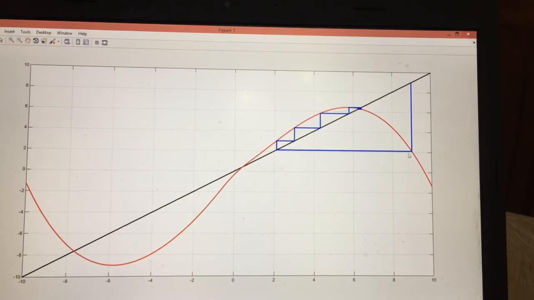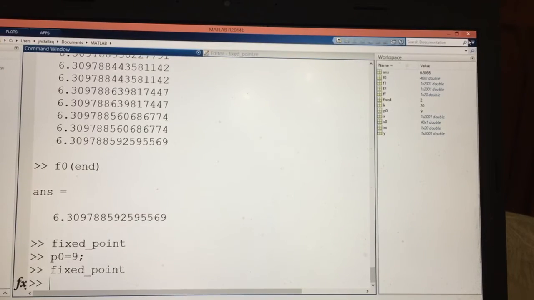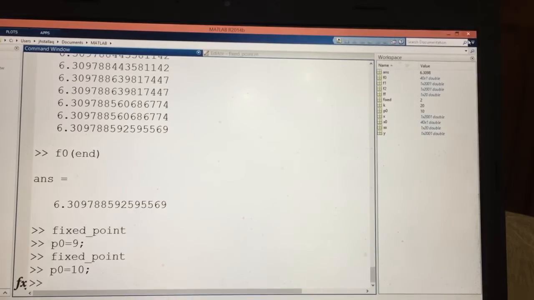So again, as long as we start somewhere at this value, it will come to this point here. If it comes to this point, it will try to go to this point here. Let's start at something like 10. At 10, it will not converge. Let's start at a value of 10 and see what happens.